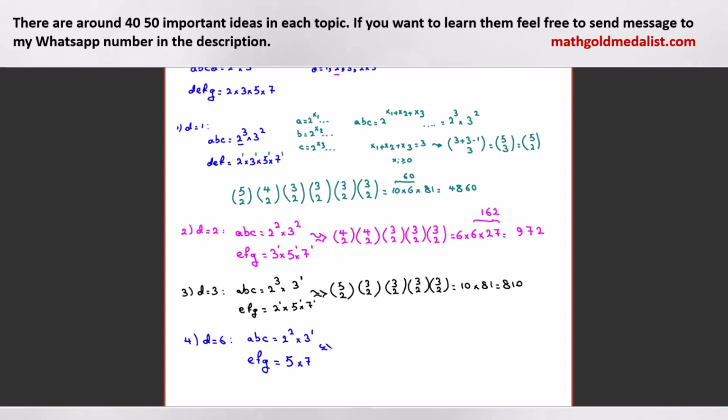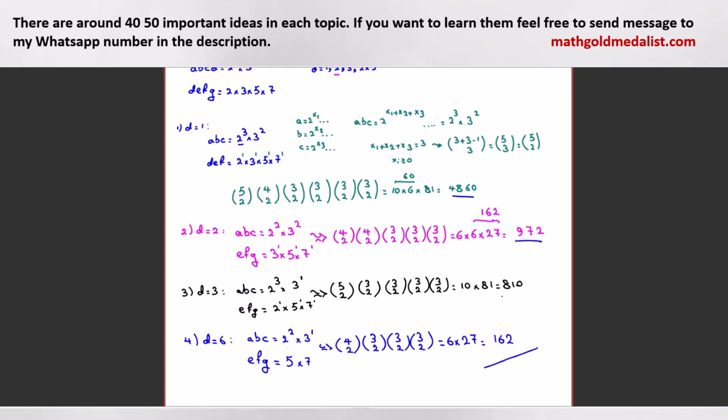So again, it will be 4 choose 2 for this power. Next one, 3 choose 2, 3 choose 2, 3 choose 2. It will be 6 times 3 cubed. 6 times 27: 6 times 7, 42. We have 4. 6 times 2, 12 plus 4, 16. 162. Now let's add all these numbers.